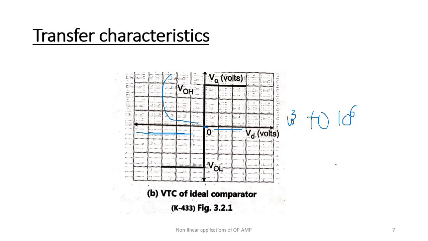For VD greater than 0, meaning V1 is greater than V2, the output voltage is constant at V0H, whereas for VD less than 0, we get a constant negative output voltage equal to V0L. It is important to note that V0H and V0L may or may not have an equal magnitude.